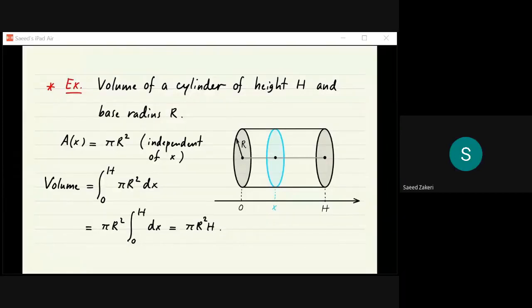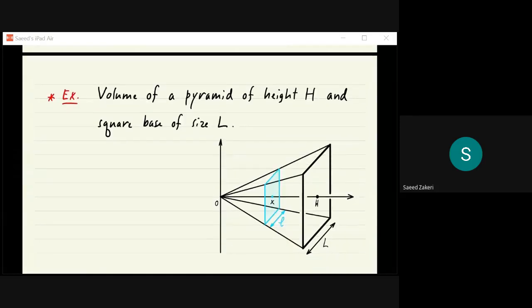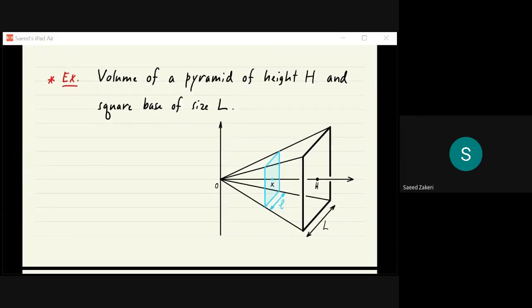Okay, so let's take a look at another example. That's the volume of a pyramid of height h and square base of size L. So what does that mean? You have a pyramid.